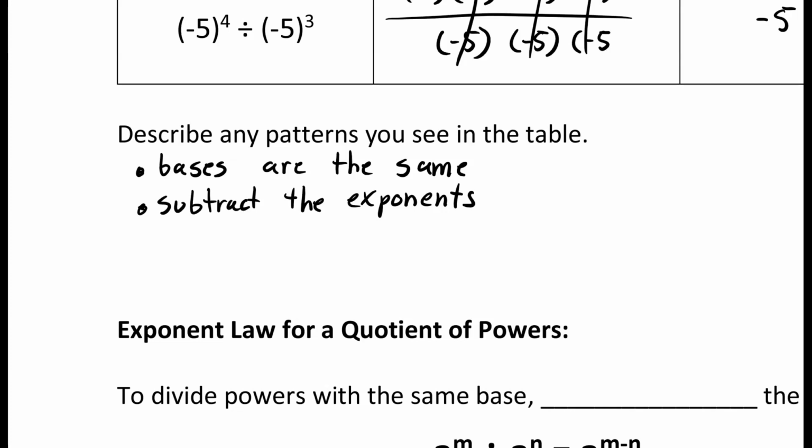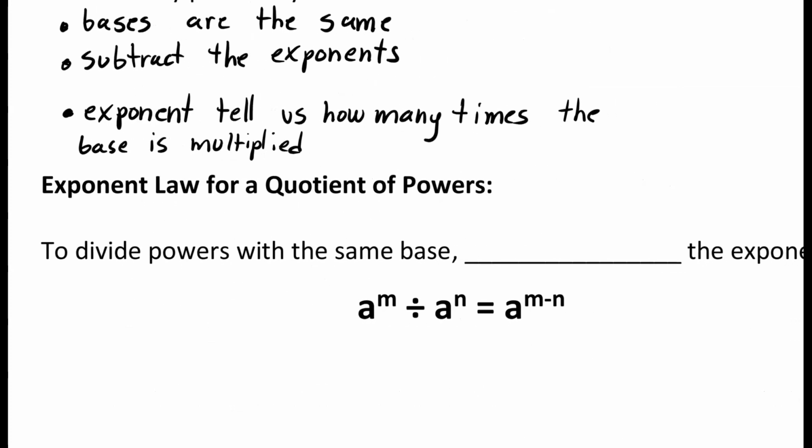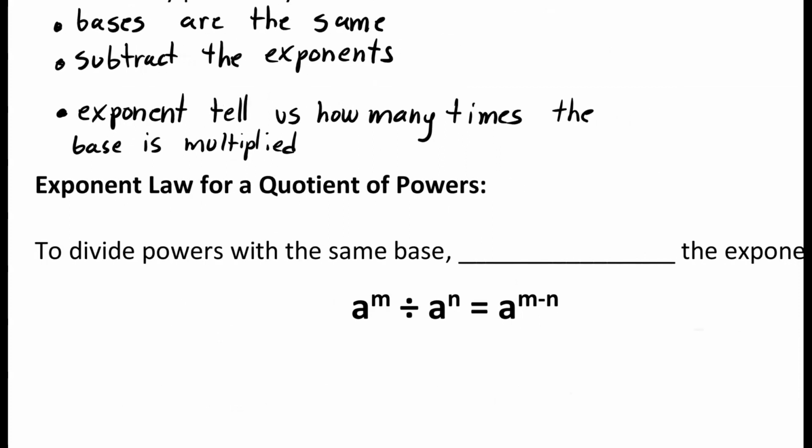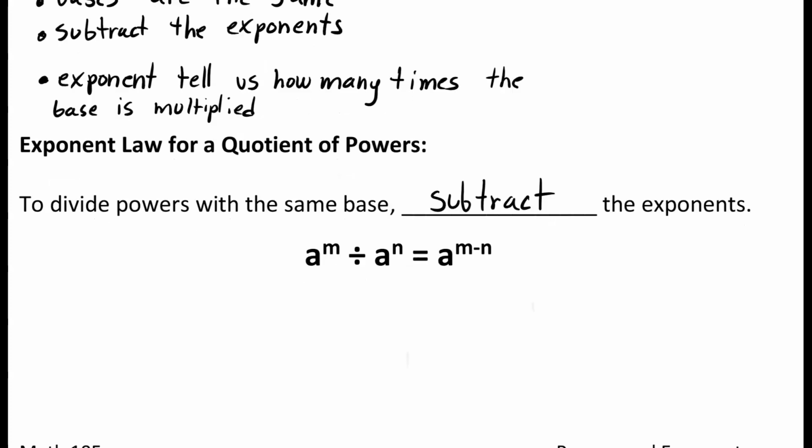multiplied. So to sum up the exponent law for a quotient of a power, to divide powers with the same base, subtract the exponent. So a to the power of m divided by a to the power of n equals a to the power of m subtract n. So you're subtracting your exponents.